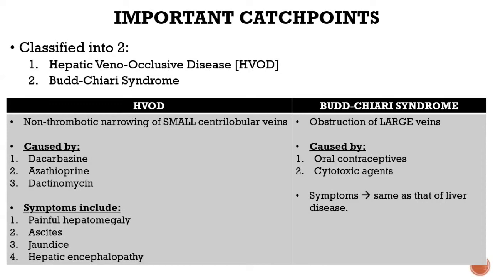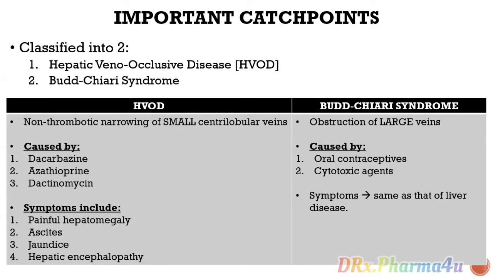So hepatic veno-occlusive disease is caused by dacarbazine, azathioprine, and actinomycin. All of these are anti-cancers and immunosuppressants. Budd-Chiari syndrome is caused by cytotoxic agents. It can be chemotherapeutic agents because they are also cytotoxic, and oral contraceptives. The symptoms of hepatic veno-occlusive disease can involve painful hepatomegaly, ascites, jaundice, and hepatic encephalopathy. In Budd-Chiari syndrome, the symptoms are the same as those of liver disease.